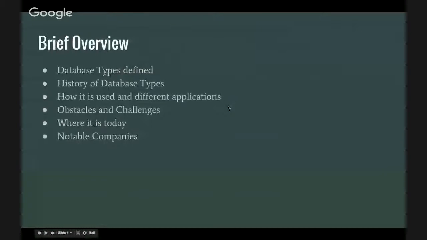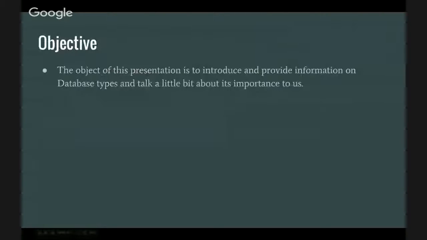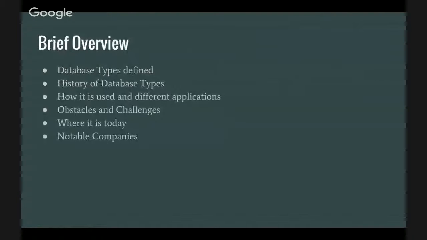The objective of this presentation is to introduce and provide information on database types and talk a little bit about its importance to us. So, a brief overview. First, I'll talk about database types defined, the history of database, then how it is used and some advantages, then some obstacles and challenges, talk about where it is today, and then notable database companies.